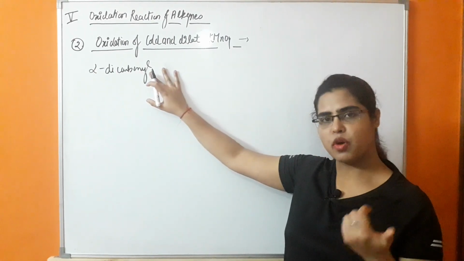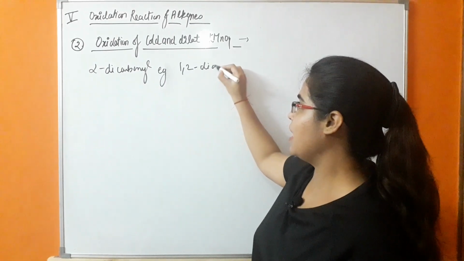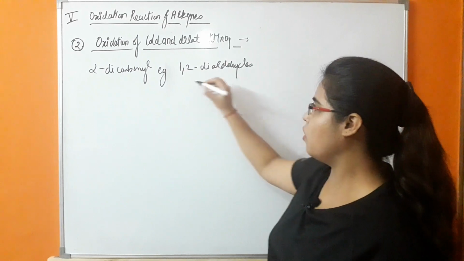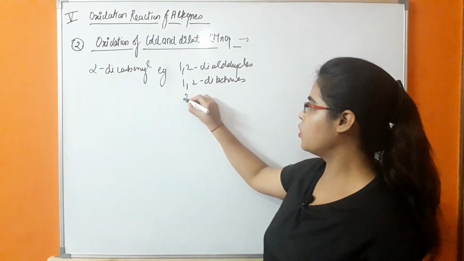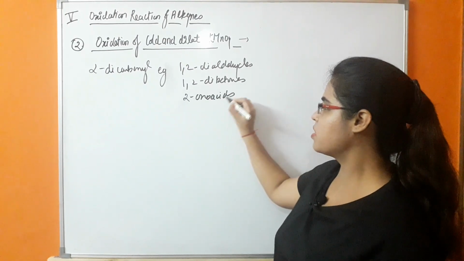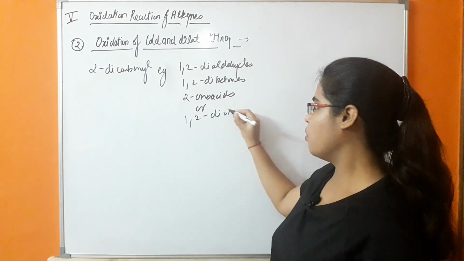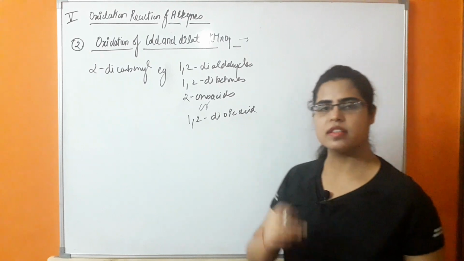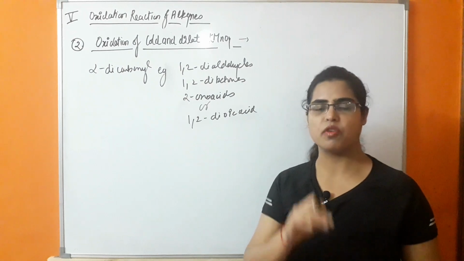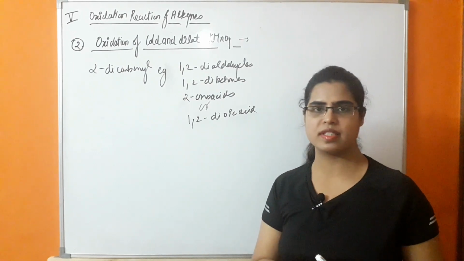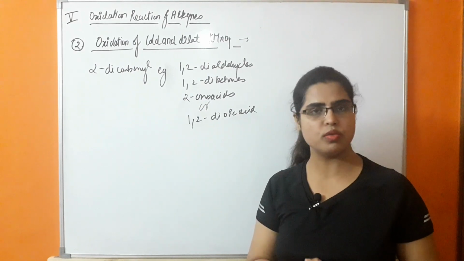In this case, the products which are formed are, for example, 1,2 dialdehydes or 1,2 diketones or 2-oxoacids, or it can also be known as 1,2 dioic acid. In this case, there is cleavage of the carbon-carbon pi bond, by which there is formation of carbon double bond O at the 1,2 position. It means at the carbons which are triply bonded to each other.